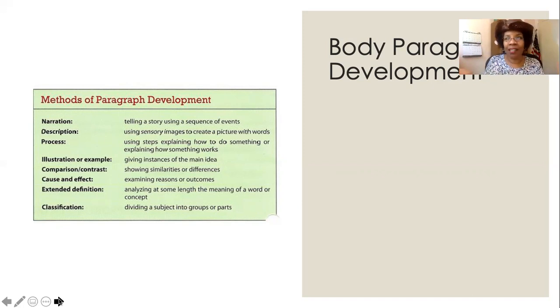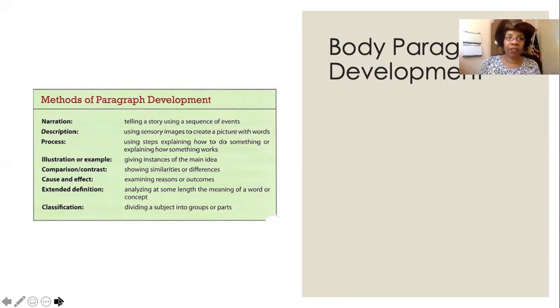Comparison and contrast, right? You've seen Dweck do this. She compared and contrasted the fixed and growth mindset. Cause and effect. She talks about causes, right? And then the effect, right? The cause, right? Feeling bad about yourself, right? And then the effect is getting bad grades, okay?